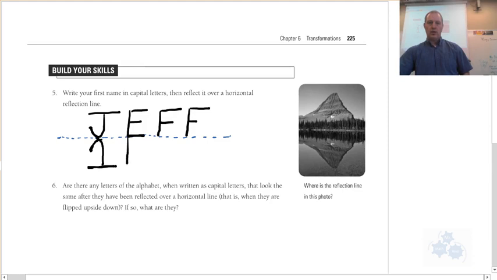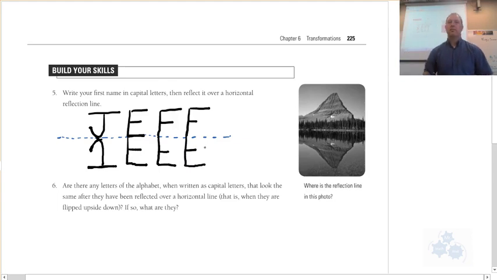So you go ahead and finish your name. Again, it doesn't have to be big 3D block letters. It just has to look something like this.